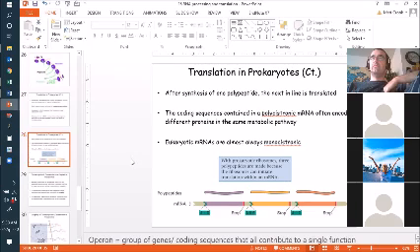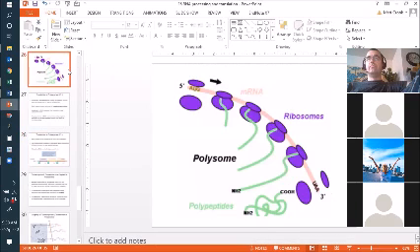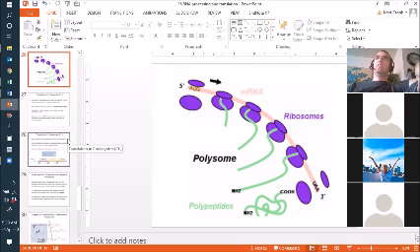I had a question. So for the polysome, is that only needed when you need mass amounts of the same type of protein? Well, it will occur anyway, simply because ribosomes, like RNA polymerase, are dumb things. They're just molecular machines, and they don't know in and of themselves how much protein they should be producing.